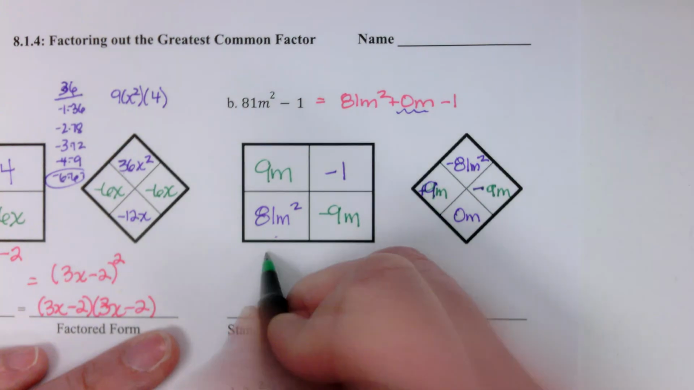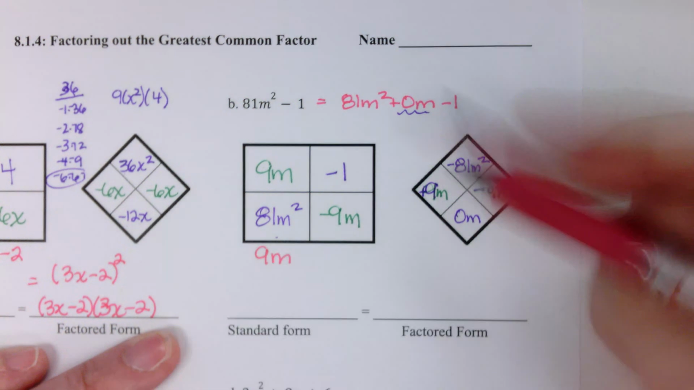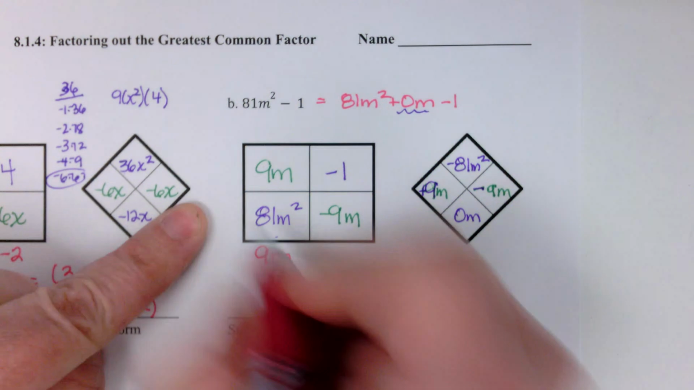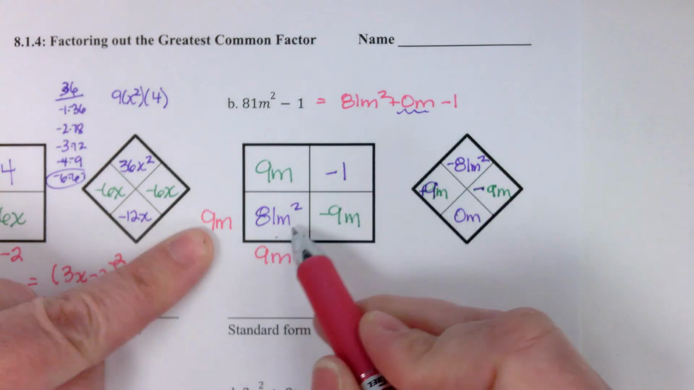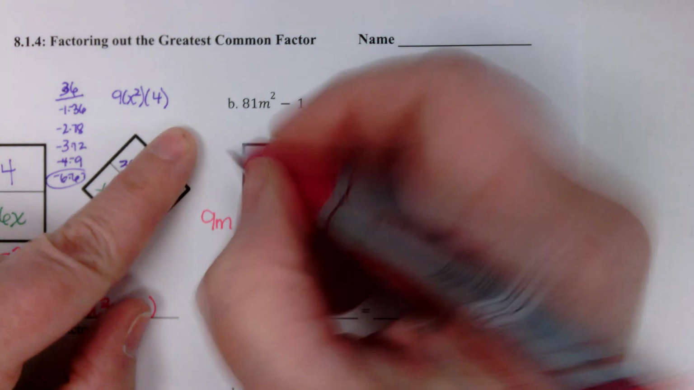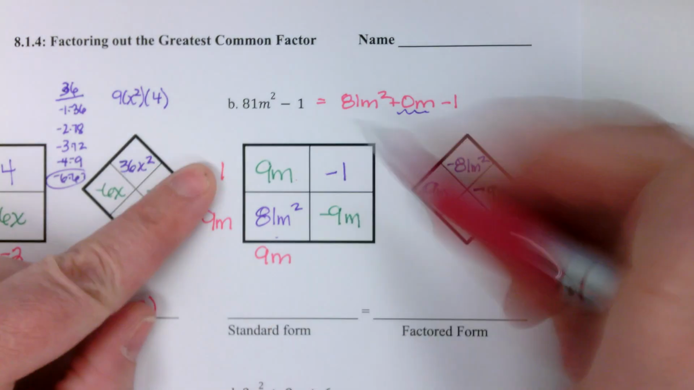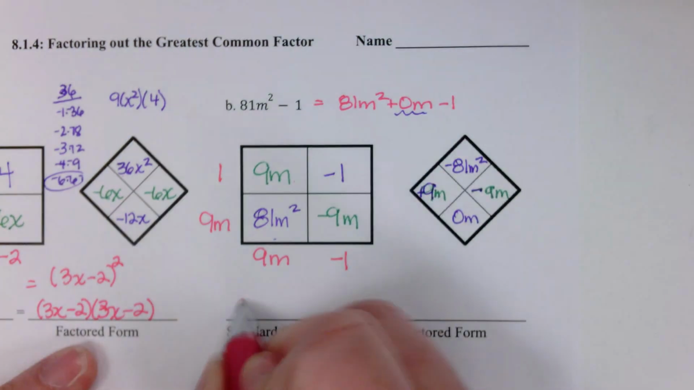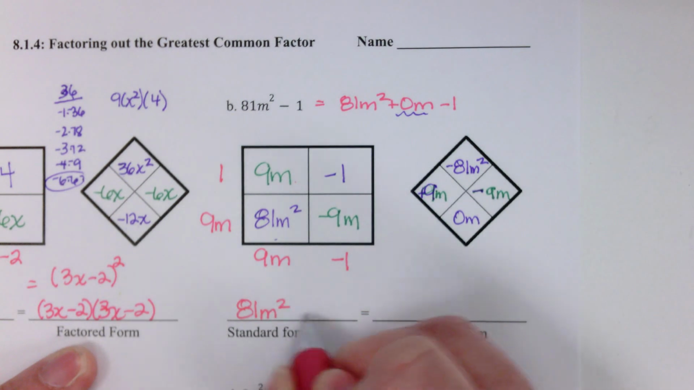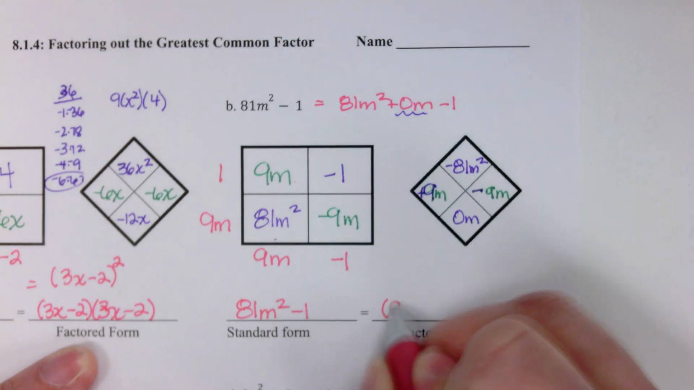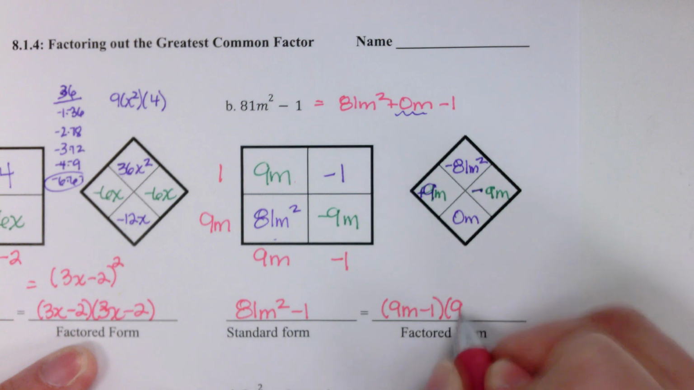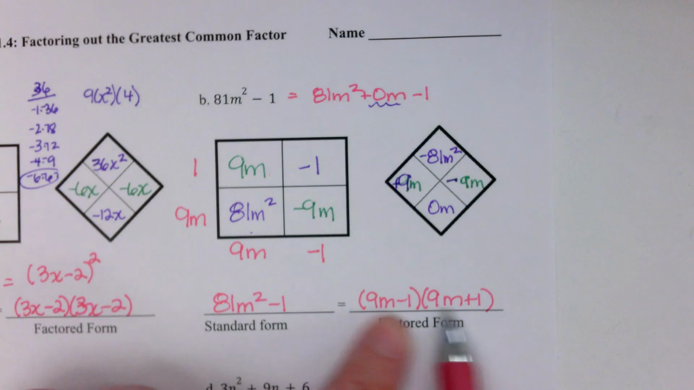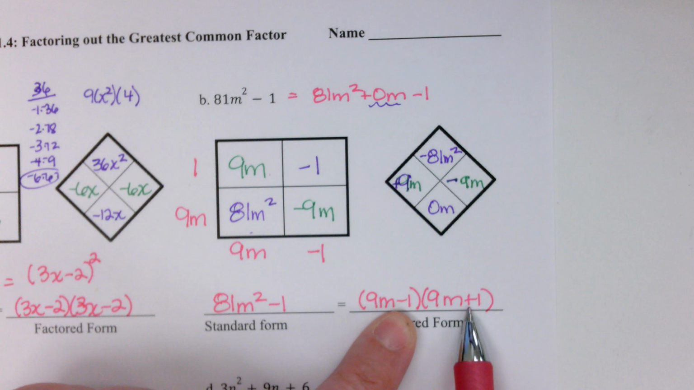So here I have a 9m in this column in common. 9m times 9m gives me 81m squared. 9m times 1 gives me 9m. 1 times negative 1 gives me a negative 1. So my standard form was just 81m squared minus 1, but my factored form is 9m minus 1 times 9m plus 1. And for the difference of squares, hopefully you are noticing that these look the same except for the sign in between the two terms.